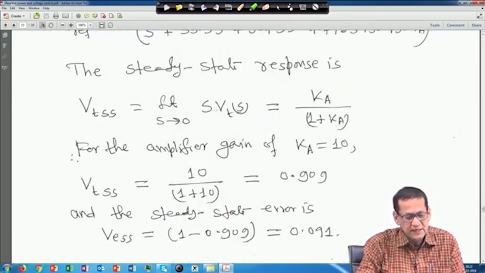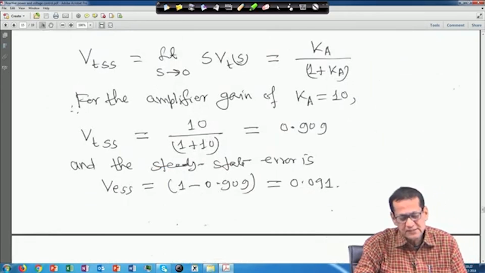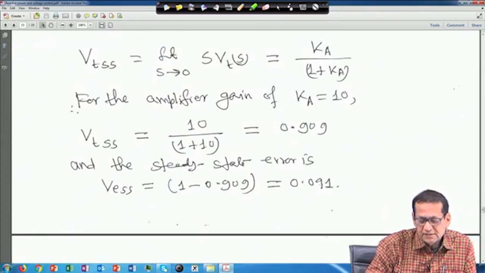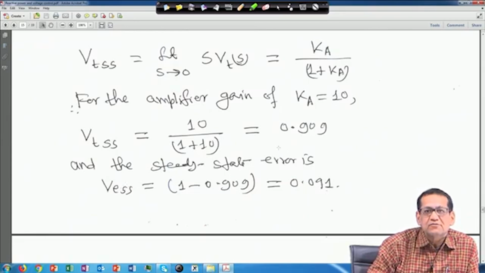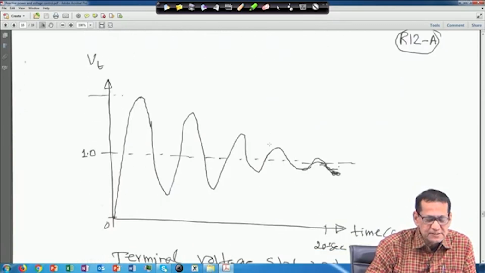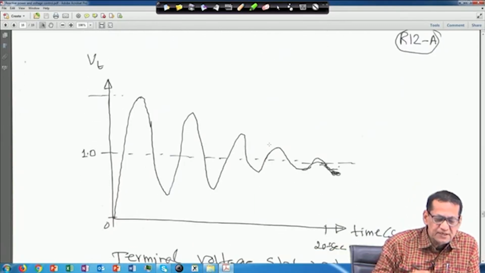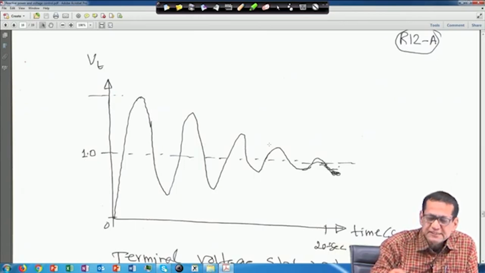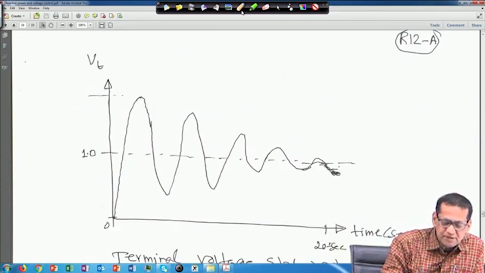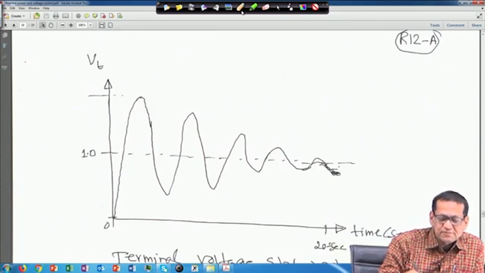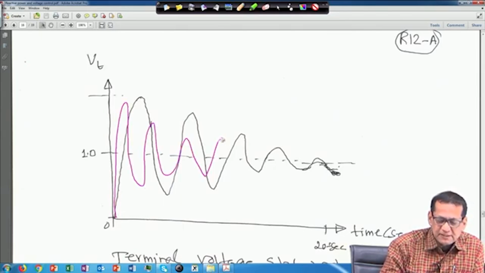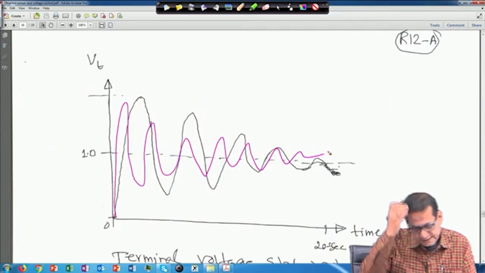Therefore, the steady state error you have seen in the previous class lecture, VE, is a steady state error of 0.091. The error is quite high, right? Now, if you plot the dynamic responses, Vt versus time, for 20 seconds, although I have shown a few oscillations, the oscillations may be more. It may be like this, right?